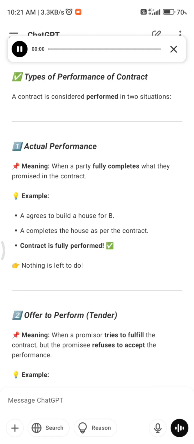Types of performance of contract. A contract is considered performed in two situations. 1. Actual performance, meaning when a party fully completes what they promised in the contract. Example, A agrees to build a house for B, and completes the house as per the contract. The contract is fully performed. Nothing is left to do.